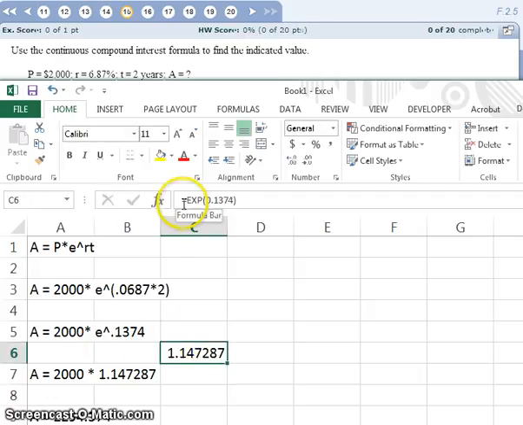You type in equals EXP, and then in parentheses you just type in what that exponent is. So that's the formula for E raised to an exponent. So then you have 2,000 times that number, and there's your final answer for the amount.